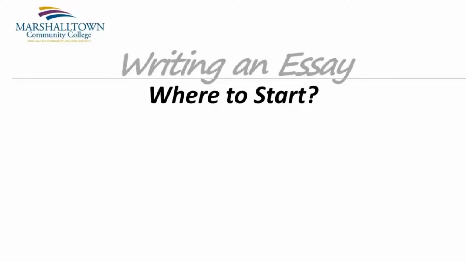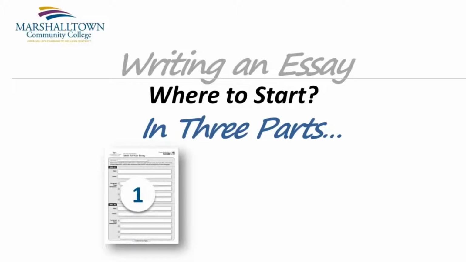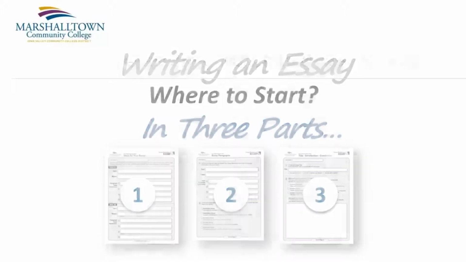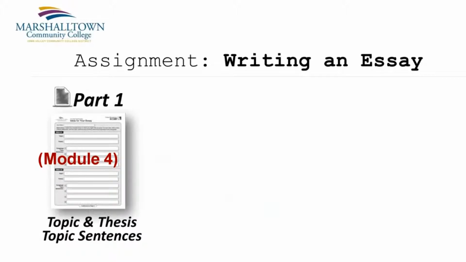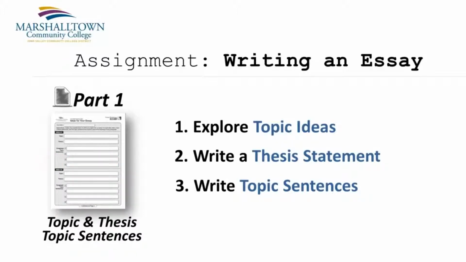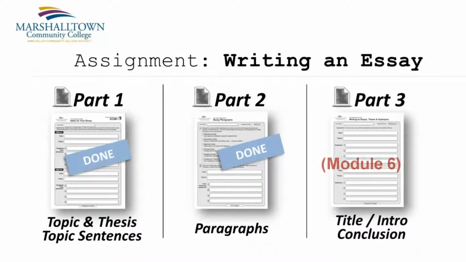So where's the best place to start when writing an essay? Well, I like to divide the process into 3 parts. And I have a worksheet for each of these parts that will help you complete the process. In part 1, I'll have you explore different possible ideas or topics for an essay. For each of those topics, you will write a thesis statement and then also write topic sentences that you could use as the first sentence of each paragraph. In part 2, I'll have you choose one of your favorite topics from part 1 and then write paragraphs to support your thesis statement for that topic. In part 3, I'll have you create a title, an introduction, and a conclusion for your essay.